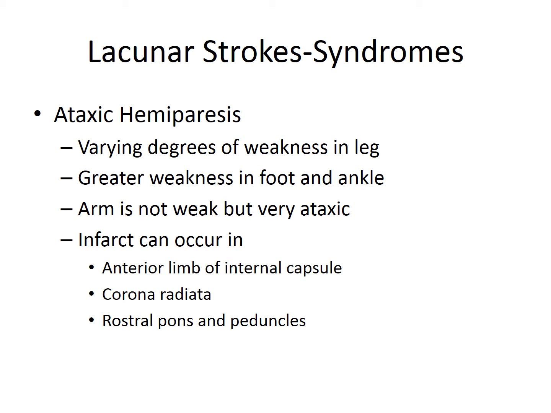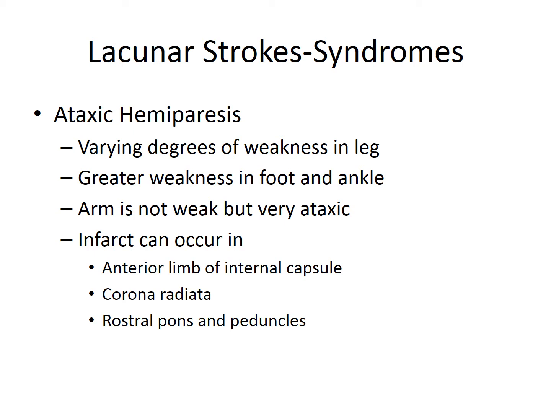Deficits again that you might see would be ataxic hemiparesis, and again this would be varying depending on the number of strokes that this patient has sustained. Typically you would see weakness in the leg, greater weakness in the foot and the ankle. Arm is not weak, but it can be very ataxic, so a lot of coordination tasks would be very appropriate with the upper extremities for a client who has sustained lacunar strokes.